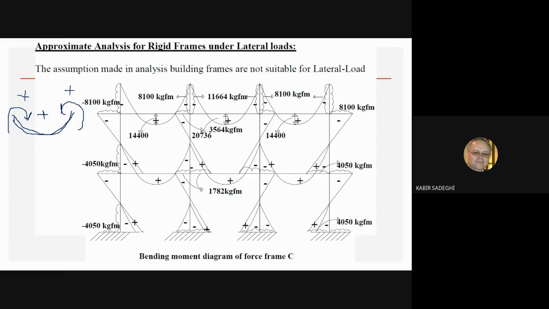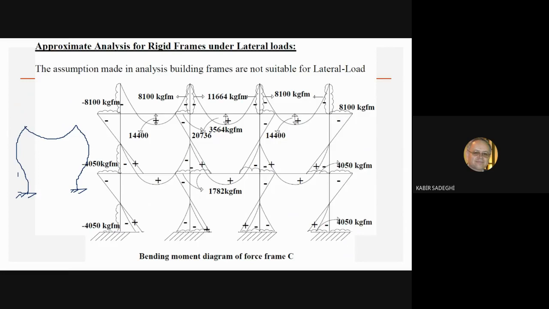Okay, if we see the deformed shape of, for example, one portal frame, it should be like this deformed shape. What is the importance of the positive or negative convention? In a steel structure, it has no meaning. It's not important, it's not significant.